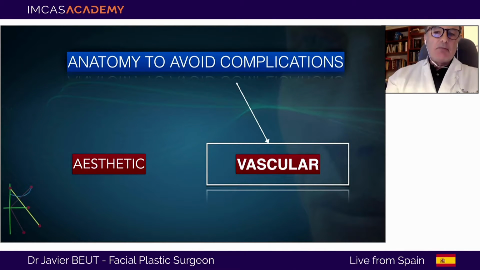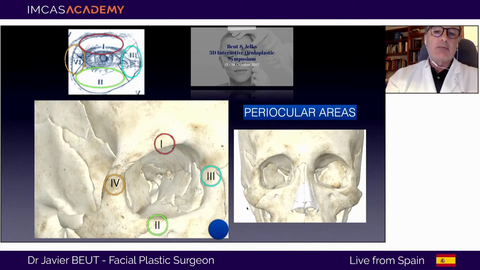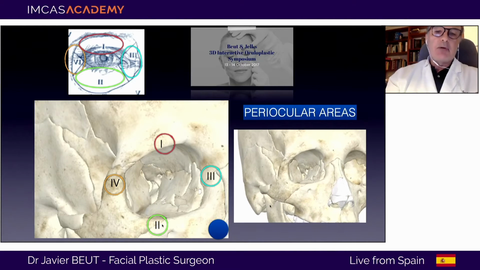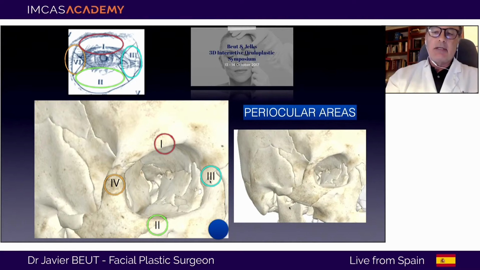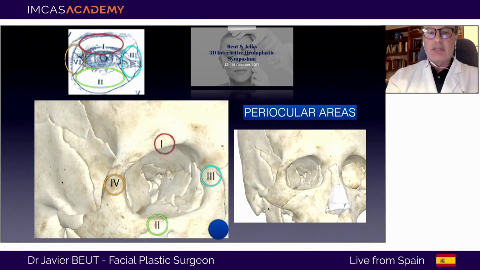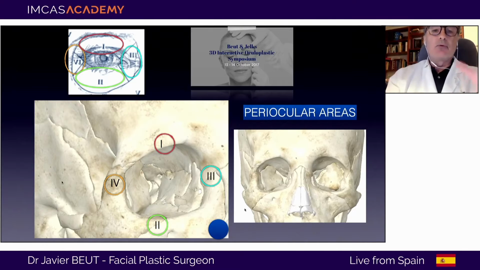Vascular complications are related to the zones we described with Dr. Jelks several years ago, in 5 zones. Zone 1 is supraorbital. Zone 2 is infraorbital, zone 3 is the internal canthus, and zone 4 is the lateral canthus, related to the temple. This is just a way to organize the periocular area.